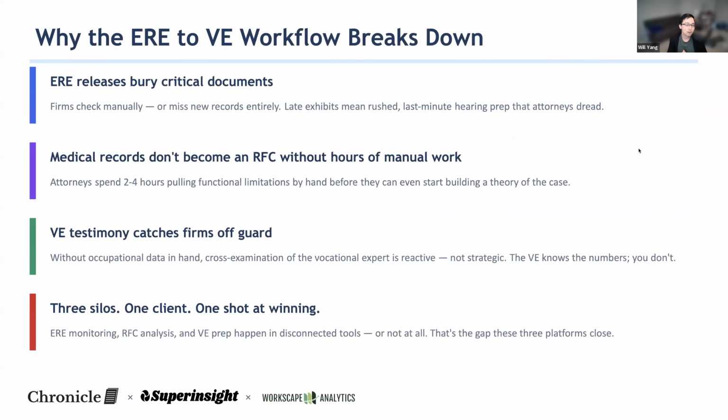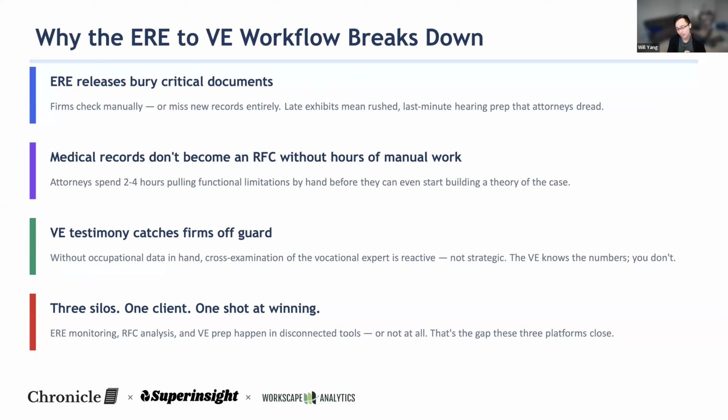And overall, one of the things that you'll come across in this challenge of the workflow is there's often a situation in which the ERE-to-VE workflow breaks down. The reason for that is simple: the ERE releases often bury critical documents, where firms are checking things manually, whether by mail or using older platforms that check at fixed intervals, which leads to missed records entirely. There are late exhibits, which means rushed last-minute hearing prep that attorneys dread, which then leads to medical records that don't become an RFC without hours of manual work.